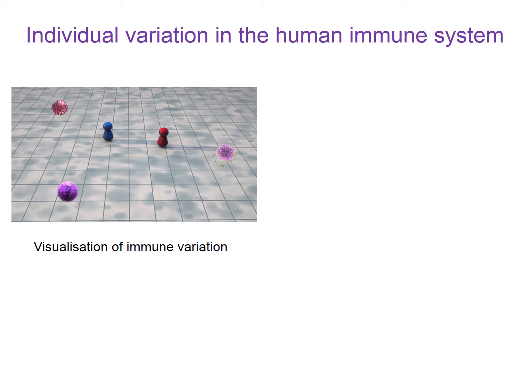This variation can be visualized using an immunological landscape. Different points on this landscape indicate different statuses of the immune system. For example, individuals at one point on the landscape may be Th1 biased, a second point may indicate B cell bias, and a third point may indicate a monocyte bias.